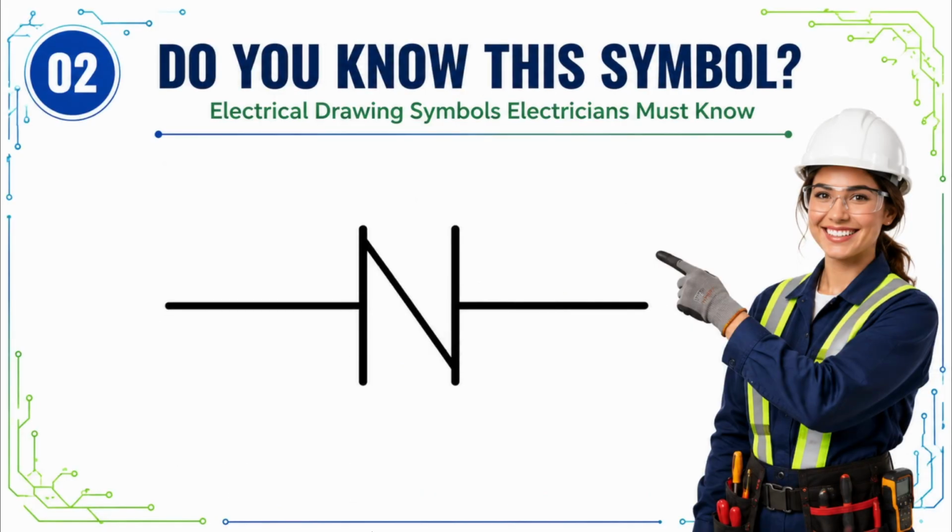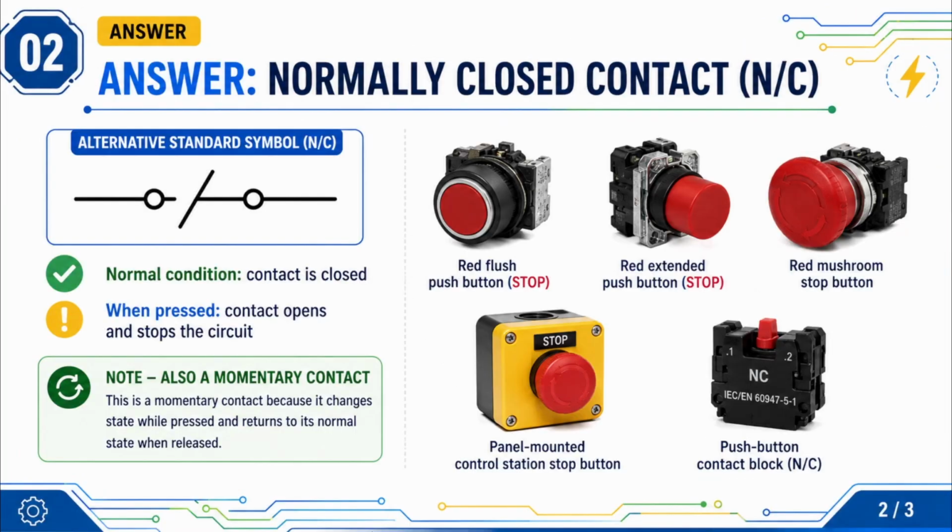You may have seen this symbol in control circuits and stop button circuits. Can you identify it? Let's check the answer. The answer is normally closed contact, or N/C. In the normal condition, the contact is closed, so current can pass through it. When the push button is pressed, the contact opens and interrupts the circuit. This is also a momentary contact because it changes state only while it is being pressed and then returns to its normal condition when released. It is commonly used for stop push buttons in control circuits.